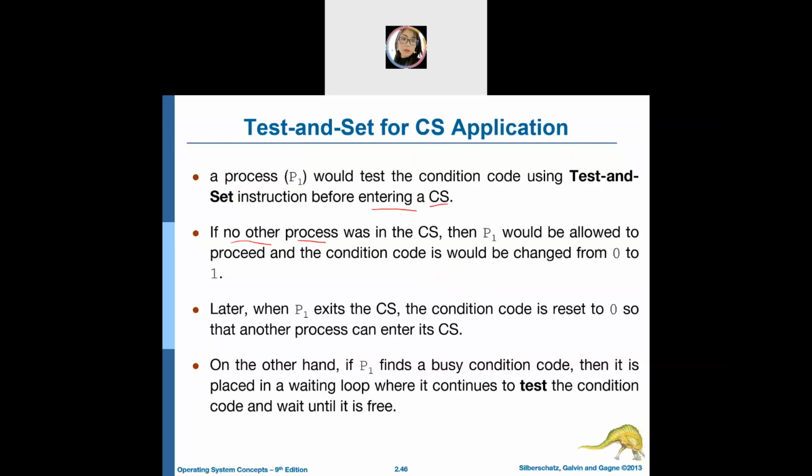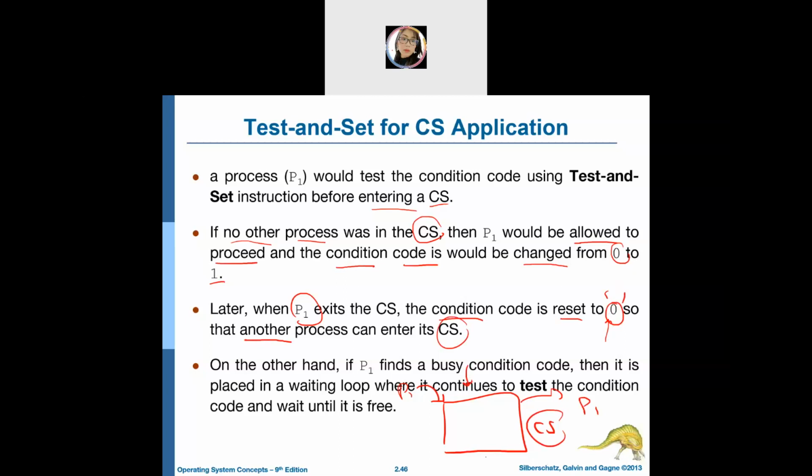If no other process is in the CS, so it is empty, then your P1 is allowed to proceed, and the condition code will be changed from 0 to 1. Later, when P1 wants to exit or has already exited the CS, the condition code is reset back to 0. So another process can proceed to request or enter the CS if it is zero.